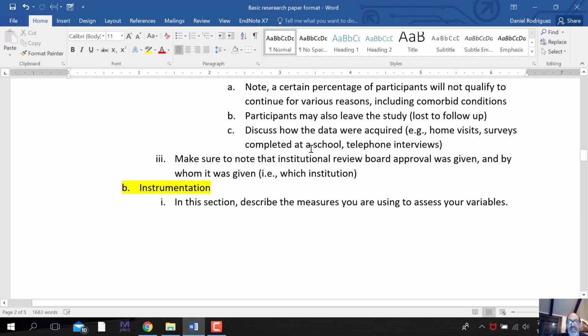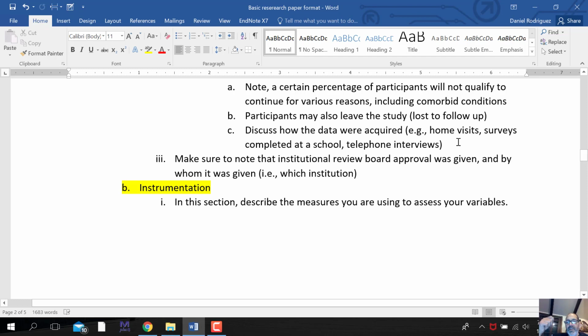Discuss how the data were acquired. And I mentioned participants may leave the study. All those things have to be discussed because if you're doing research, for instance, using repeated measures data, it means you're measuring people more than once. People tend to leave. That's what we call loss to follow-up. They leave the study for whatever reason. They get bored, they move, sometimes they die. So they're out of the study. So you have to talk about all of that, how the data were acquired.